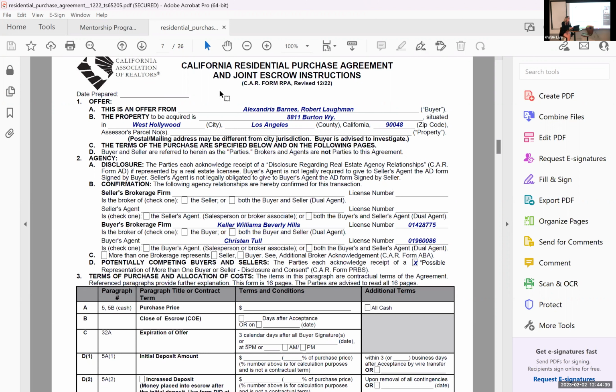Top left corner, date prepared. This is a legal reference date. It is not the date that the contract is signed. It is not the date that the contract is accepted. Okay, it is literally the date that you prepared it. I have had clients who say to me, Kristen, that says 2/1. Today is 2/2. Change that.